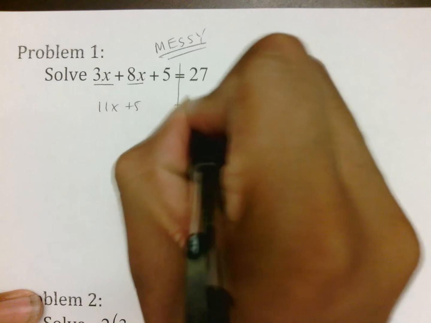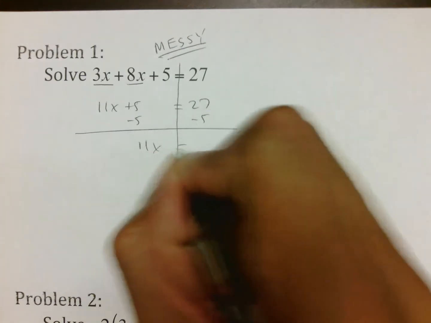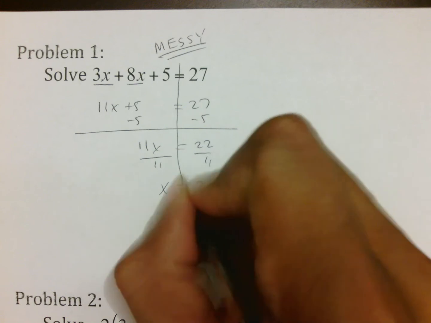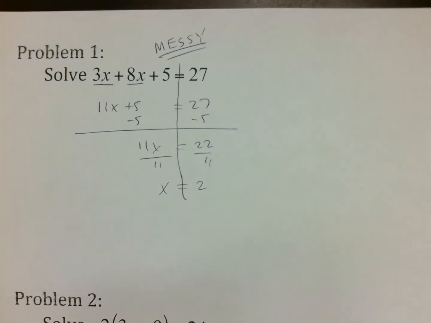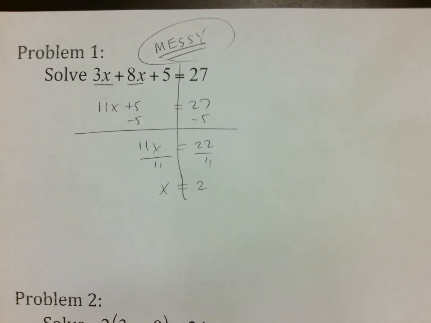5 equals 27. And notice it looks just like the 2-step equations we did before, where the first thing we do is subtract 5, and the last thing we do is divide by 11. Pretty much a lot of the problems are going to end the same. It's just a matter of making sure that you understand again how to deal with the mess. That is really the summary of today.